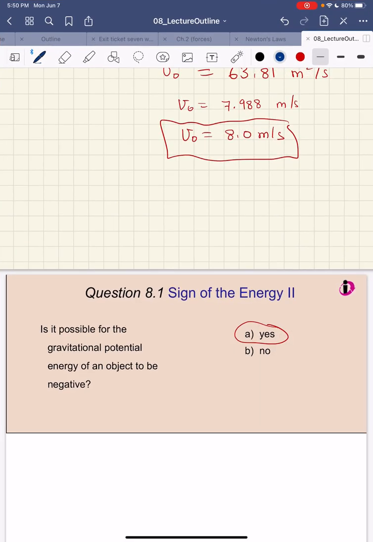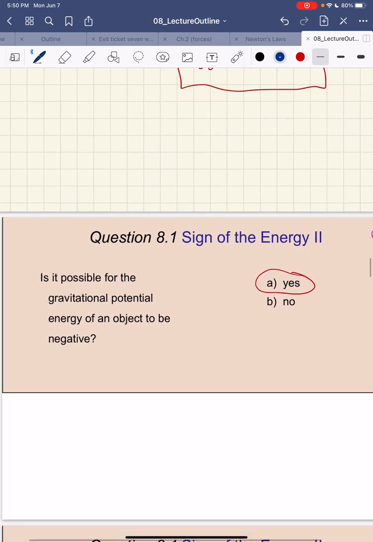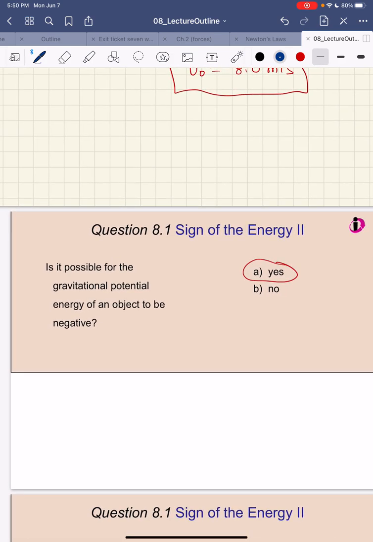Chapter 8. And there is a conceptual question here, sign of the energy. Is it possible for gravitational potential energy of an object to be negative? Yes, because it depends on my level.